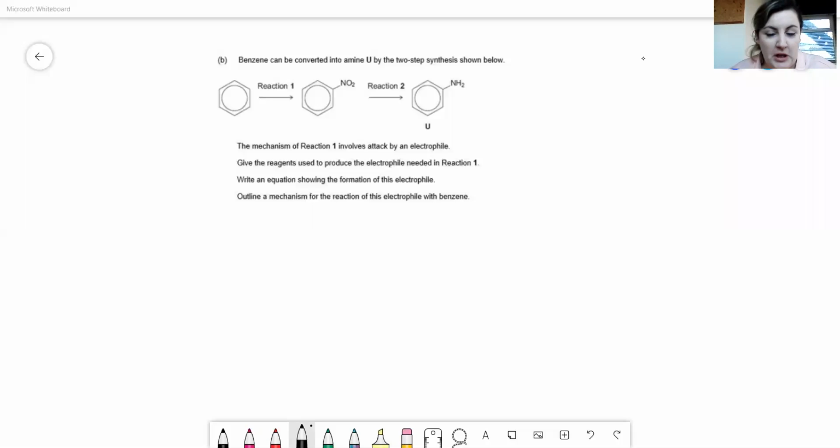Hello, I'm just going to fire straight away and talk through the marks here and how to answer this question. Essentially this talks about the mechanism of reaction 1. It's attacked by an electrophile. We are to give the reagents used to produce the electrophile first of all. We also have to write the equation to get this electrophile, and then we outline the mechanism.